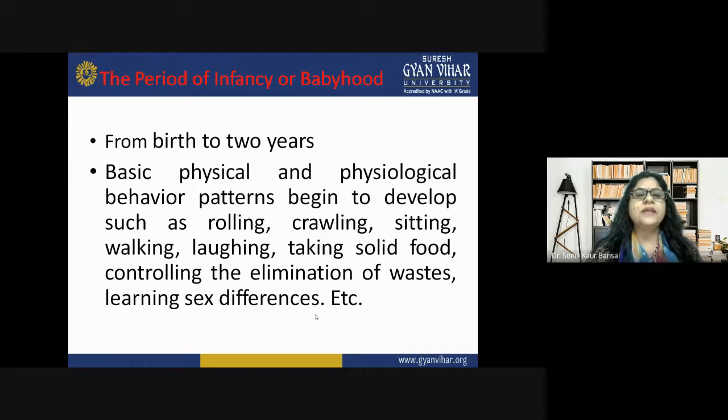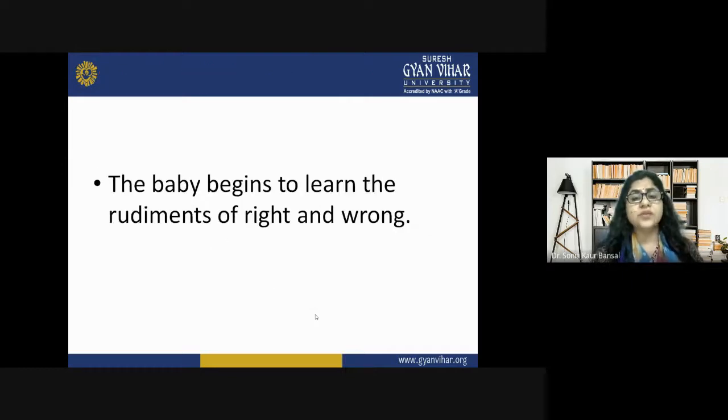Now after that, the baby begins to learn the rudiments of right and wrong. The child gets to know who is a family person and who is not. At this time you must have seen that many children are very close to their parents and family members, but they are away from strangers. So this is how this infancy or postnatal period is very important for development.